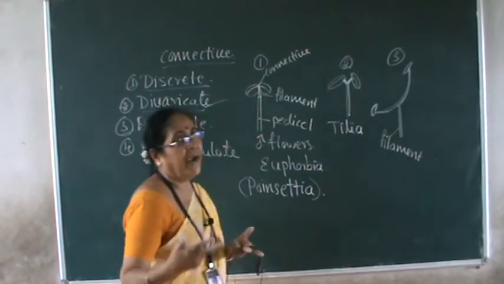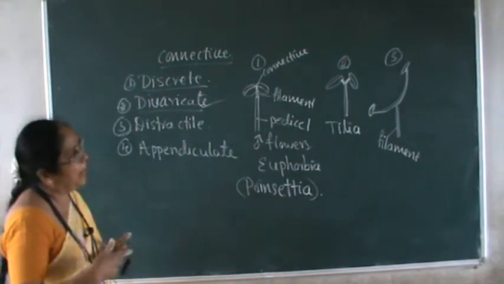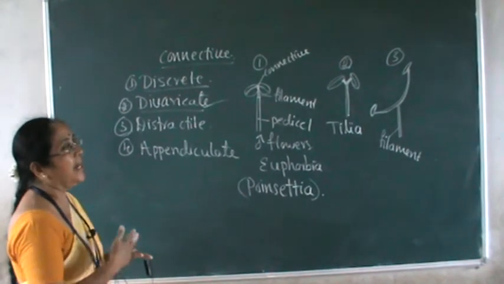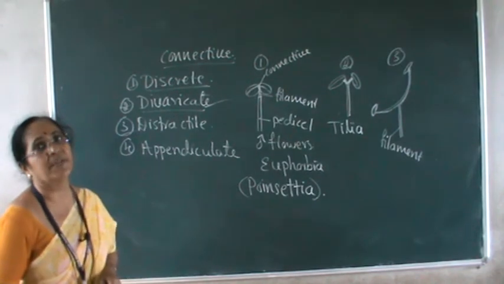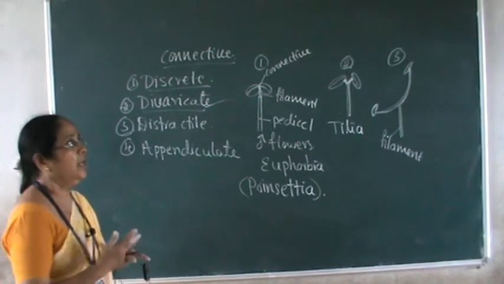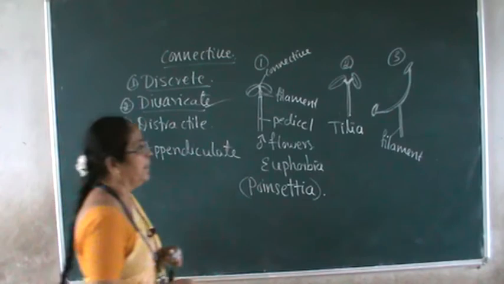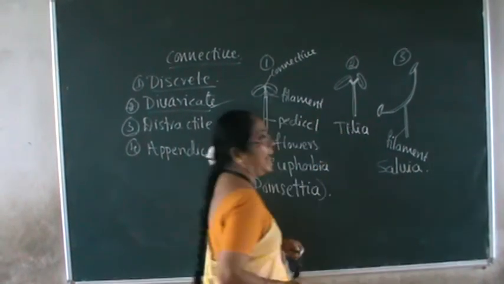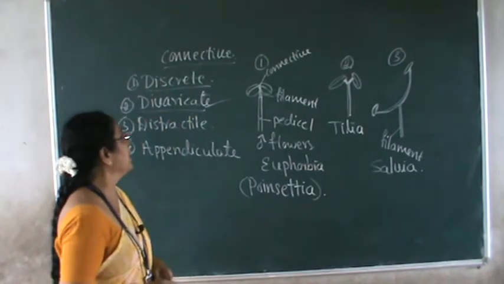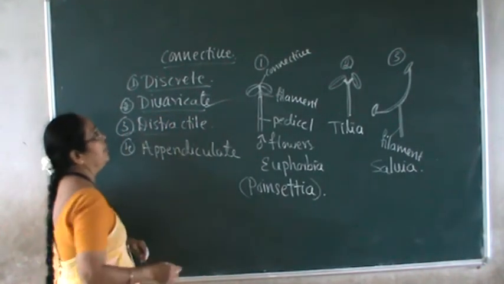This kind of stamen, or anther, is called a distractile anther. The connective is very wide, separating the two lobes apart from each other. One lobe is sterile and the other lobe is fertile. You have learned the mechanism of pollination; just refer to that. You will come to know that Salvia is an example for this kind of stamen. Salvia is a Lamiaceae family member, and it is an example for this distractile type of anther.